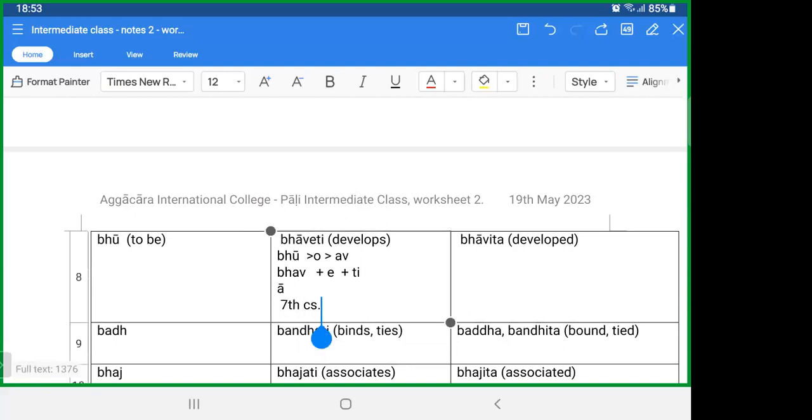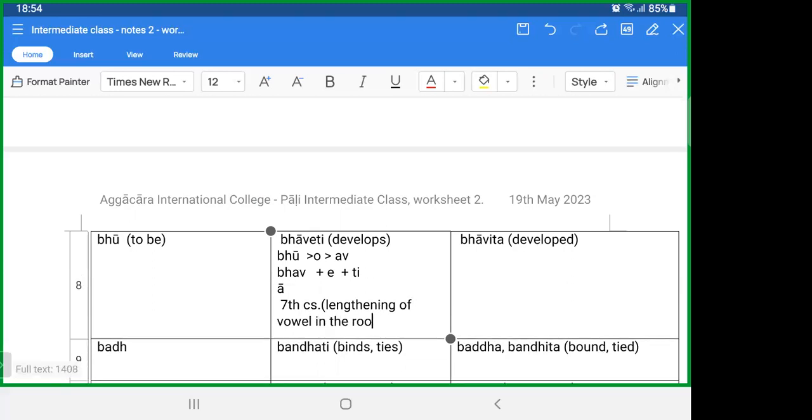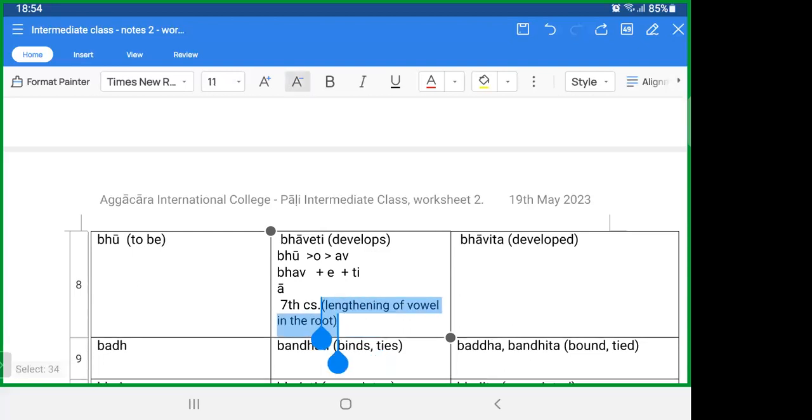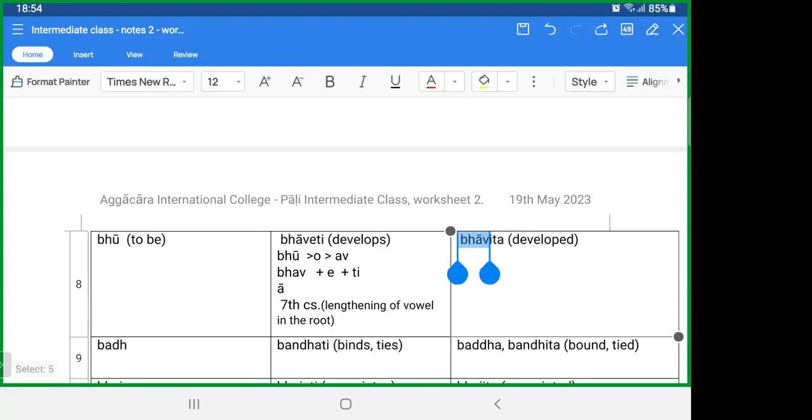So the seventh conjugation talks about the lengthening of the vowel in the root, all right? So this is the seventh conjugation sign. Okay, so very easy. So like this, you have the bhā. Then the verbal base will be bhā, and then you plus the ita, right? Okay, so this A becomes long A.